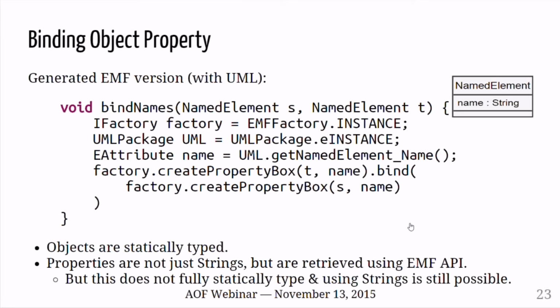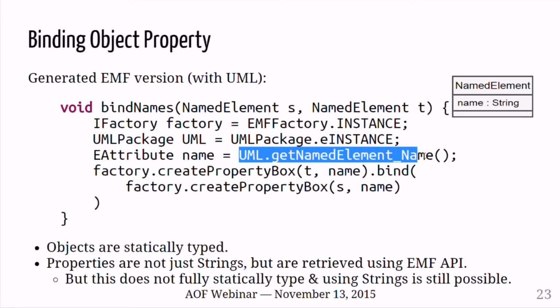Of course, if you use generated EMF, then you can have more static typing, and you can use the actual structural features using the package instance API from EMF. So here it is demonstrated with UML.